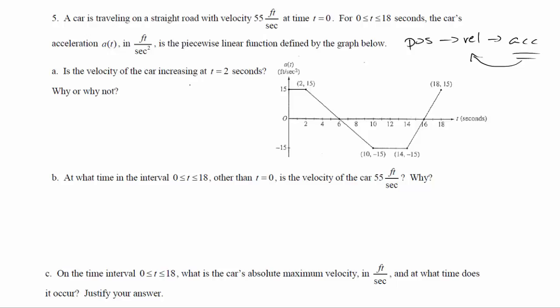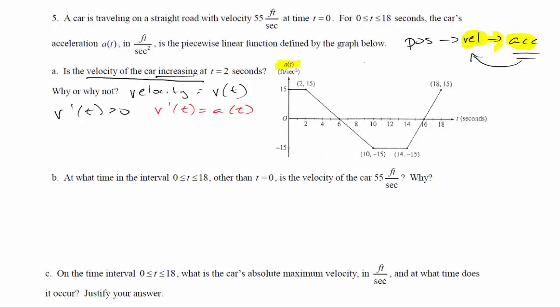So part A, is the velocity of the car increasing at t equals 2 seconds? Why or why not? Well, if I'm asking if the velocity is increasing, I really want to know if velocity, which is v of t, would be increasing, v prime of t would have to be greater than 0. Well, I go back up to this. If I have velocity, but I want the derivative, that would be acceleration, which is what the graph provides you. So v prime of t is equal to a of t.